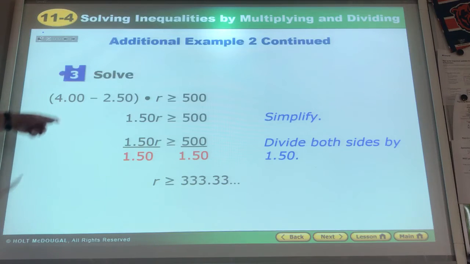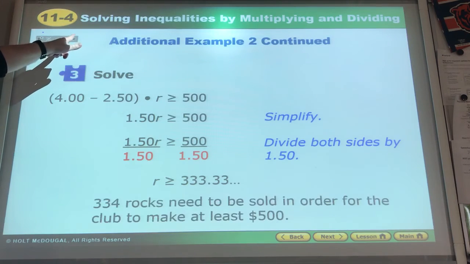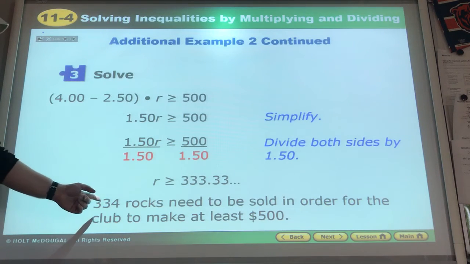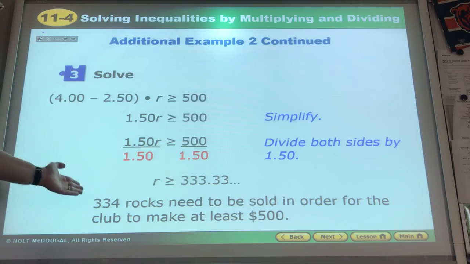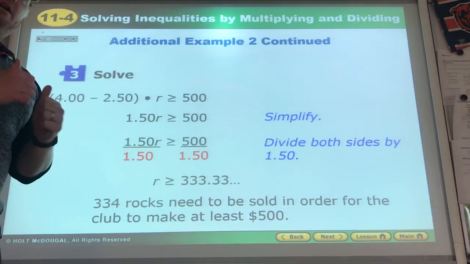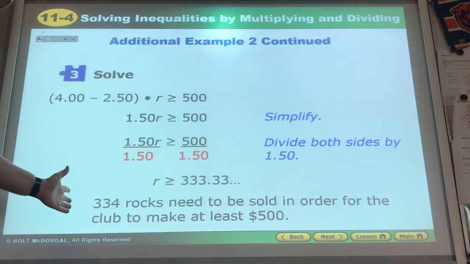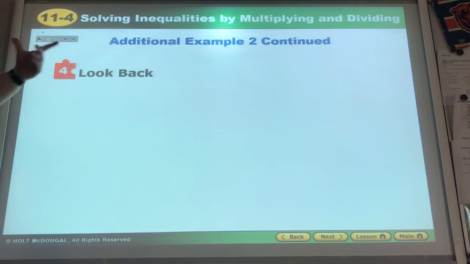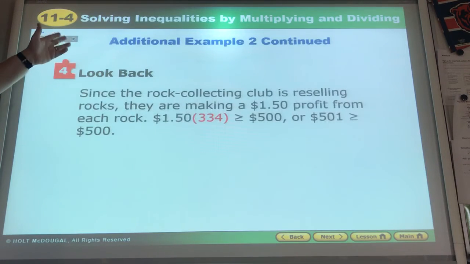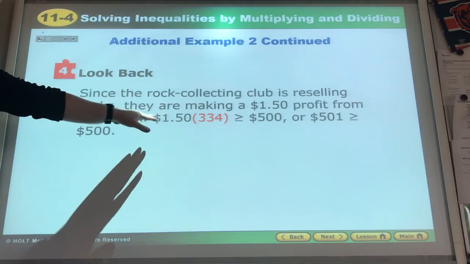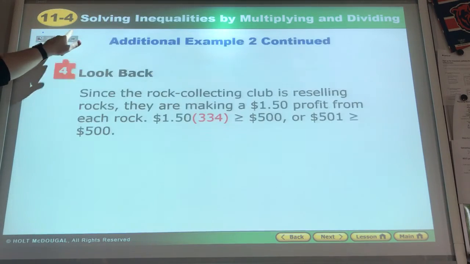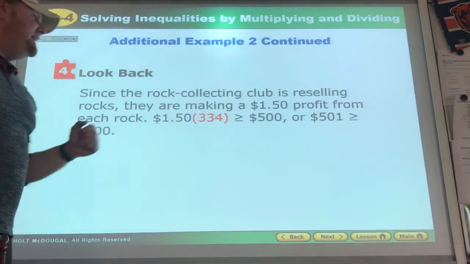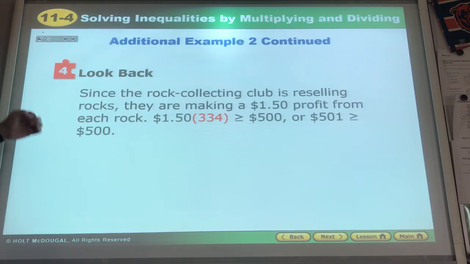So they're going to map it out. They need to sell at least 334 rocks to make $500. Anything more than that is great and amazing and awesome, but they need to sell at least that many. Let's look back. If you put that in, $1.50 times 334, you get $501. That is greater than or equal to 500. We're golden.